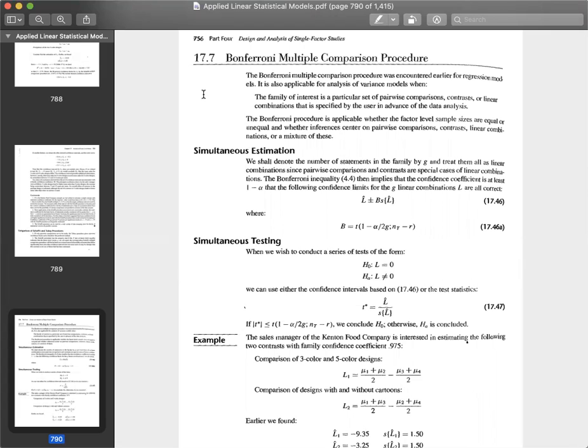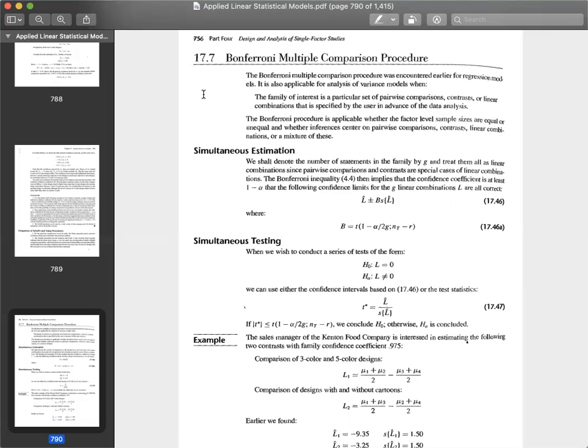Testing. When we wish to conduct a series of tests of the form null hypothesis L equals 0 and alternative hypothesis L not equal to 0, we can use either the confidence intervals based on 4.6 or the test statistic t star equals L hat over S of L hat. If the absolute value of t star is less than or equal to t of 1 minus alpha over 2G with n_T minus r degrees of freedom, we conclude the null hypothesis. Otherwise, we reject the null hypothesis.